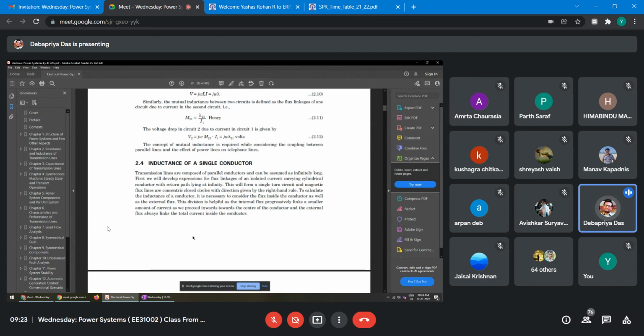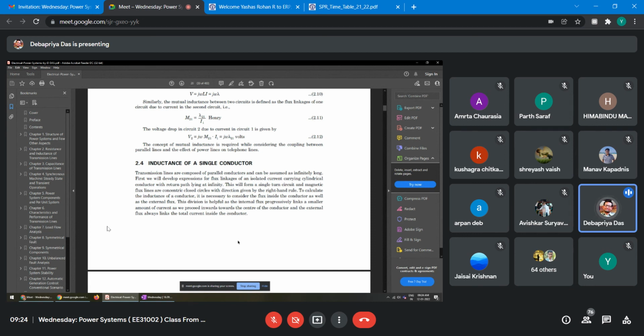So this, you know, the right hand rule. To calculate the inductance of a conductor, it is necessary to consider the flux inside the conductor as well as the external to the conductor. Both we have to consider. So this we will see how we will do that, right?